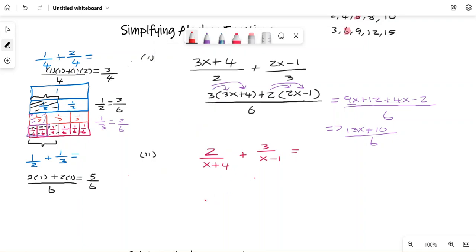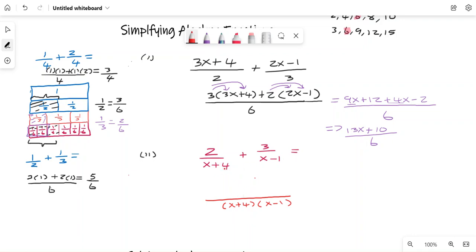So the first thing we want to do is draw our line. And we want to work out, what is it that x plus 4 and x minus 1 will divide into evenly? Now we can multiply them by each other and get a quadratic expression, but the easiest way to do this is we can have the denominator, or the highest common multiple, as x plus 4 multiplied by x minus 1. Okay, so that's the way we lay it out.